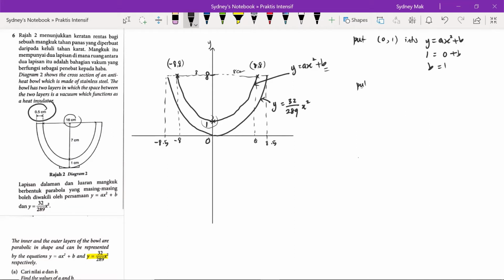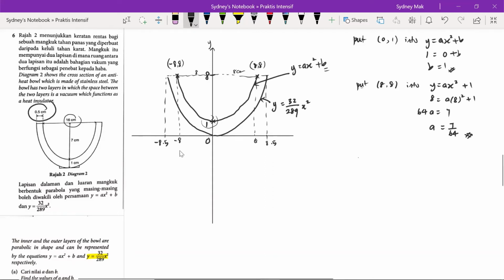And then next we put (8, 8) into the equation because it is a point on the parabolic graph as well. So put this into y equals ax squared plus 1. Whenever we see y, we put 8. Same thing goes to x, we put 8. And therefore 64a equals 8 minus 1, which is 7. Therefore a, we found it to be 7 over 64. So we found the values of a and b.